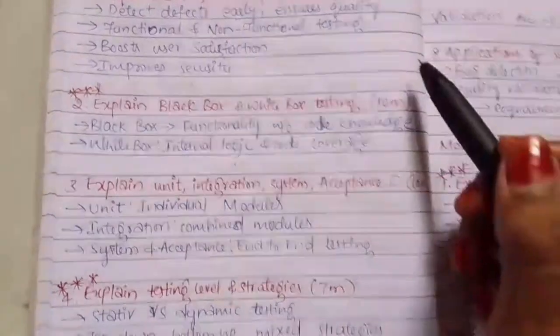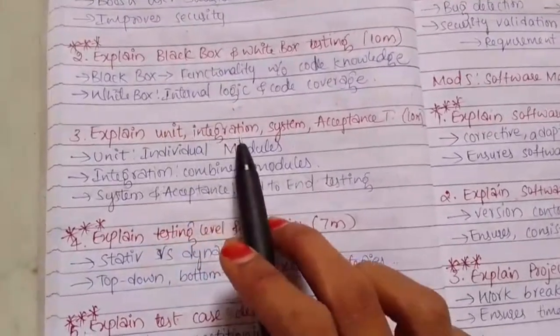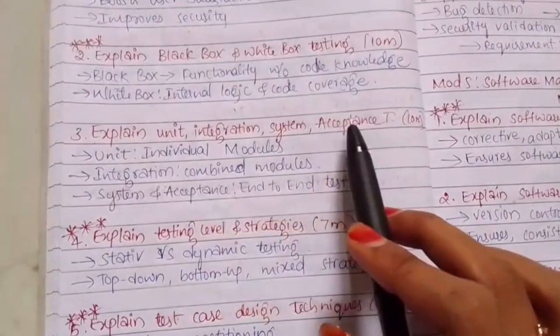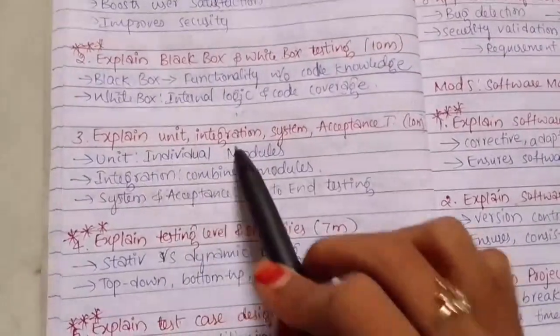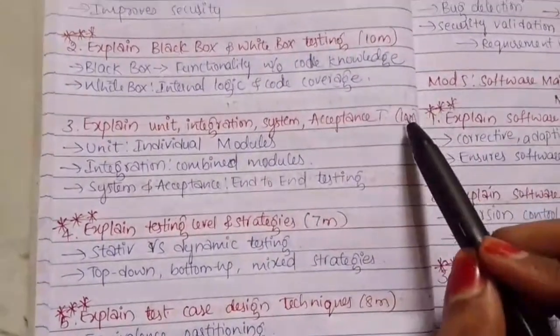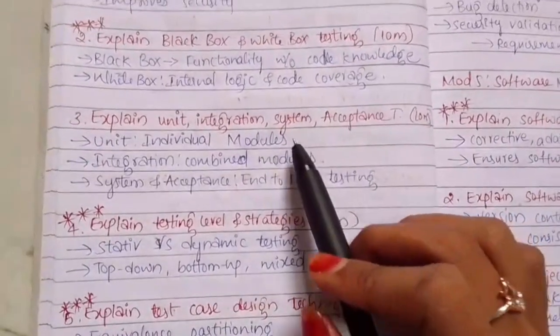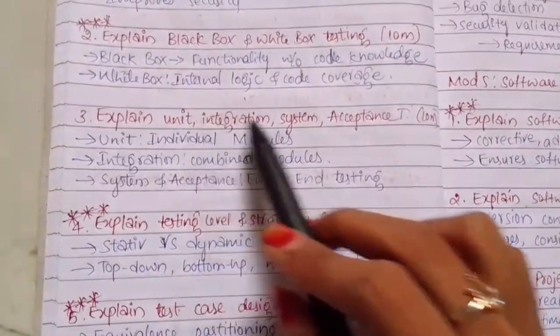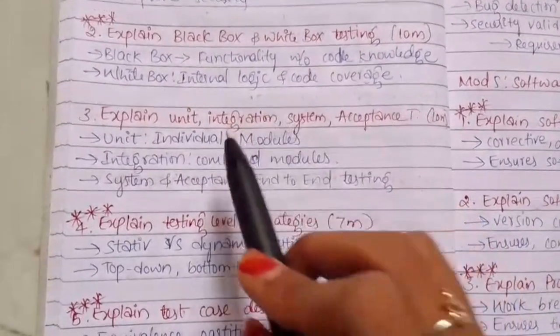Very important. And the third question is, explain unit, integration, system and acceptance testing. You have to explain unit, integration, system and acceptance testing. This is asked for 10 marks. Very important for exam, because here you can see all the testing. All 4 testings are included here.